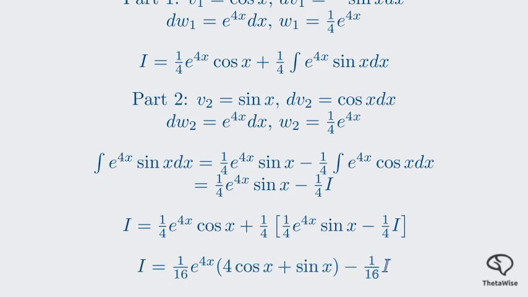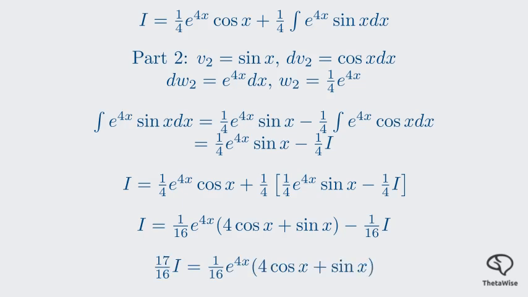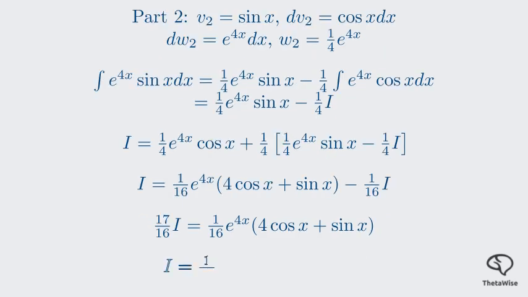We can now solve for I. Add 1/16 I to both sides, which gives 17/16 I. Then divide by 17/16. The integral result is 1 over 17 times e^(4x) times the quantity 4 cos x plus sin x. That was the hardest part.